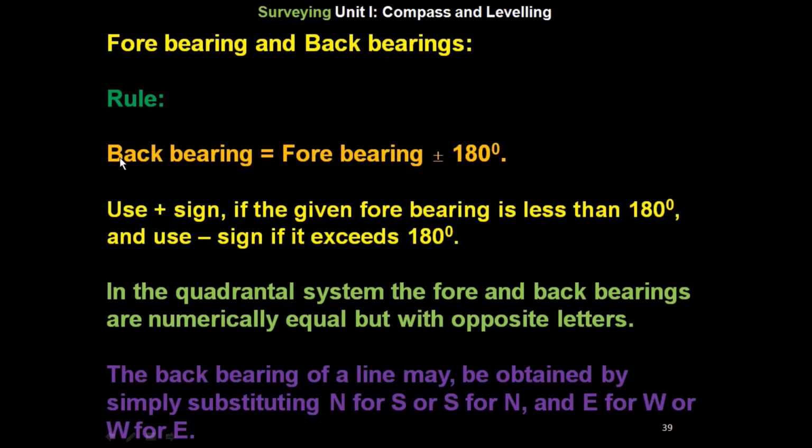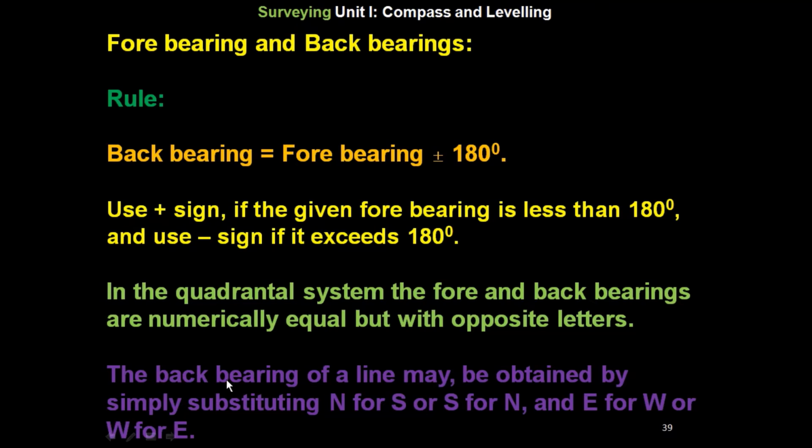Now we will see the rule. The rule is back bearing is equal to fore bearing plus or minus 180 degree. Use positive sign if the given fore bearing is less than 180 degree, and use negative sign if it exceeds 180 degree. In the quadrantal system, the fore bearing and back bearing are numerically equal but with opposite letters.